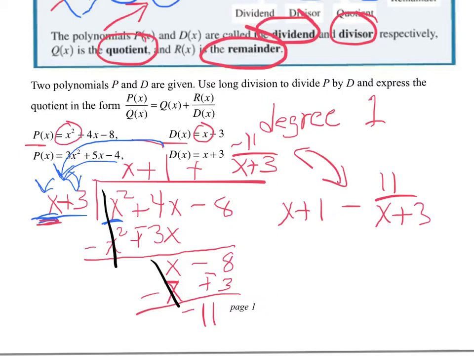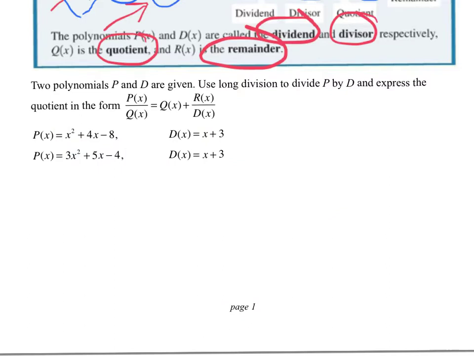Okay, the next polynomial is, let's see, sorry about that, 3x squared plus 5x minus 4. So let's go ahead and work on that one. So 3x squared plus 5x minus 4 divided by x plus 3. So the x plus 3 is the divisor, so it goes out, and we're dividing 3x squared plus 5x minus 4.